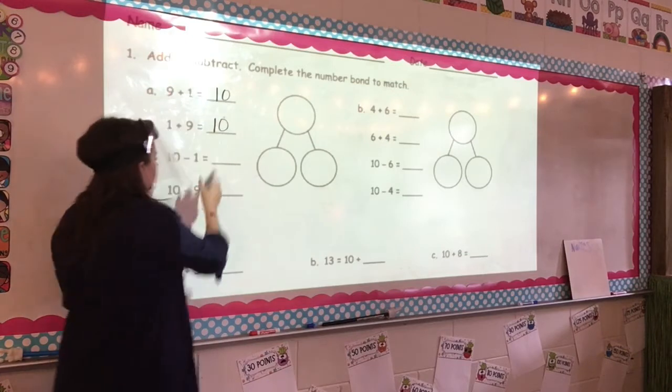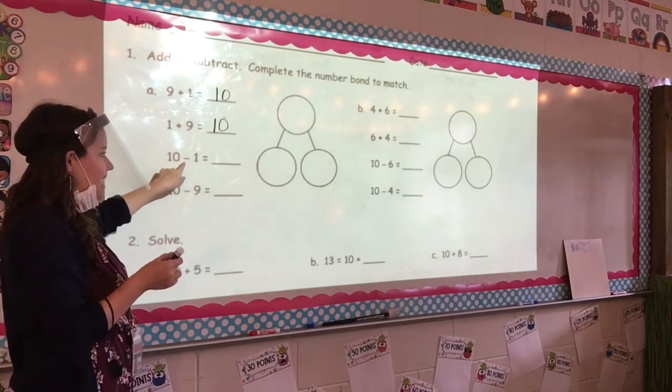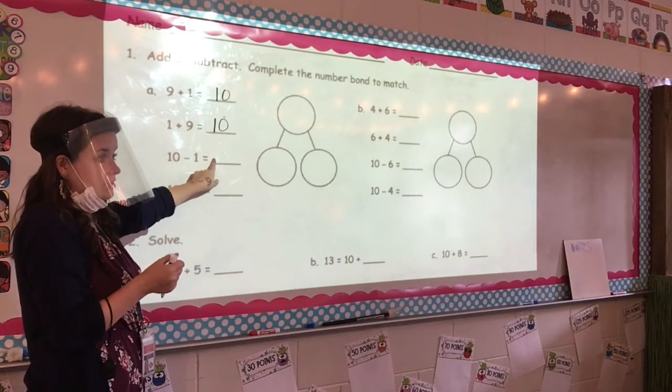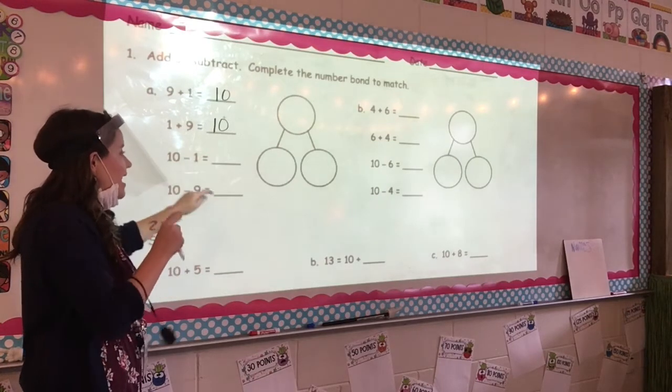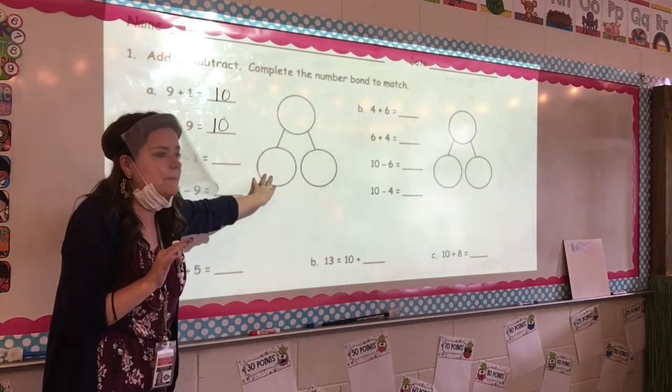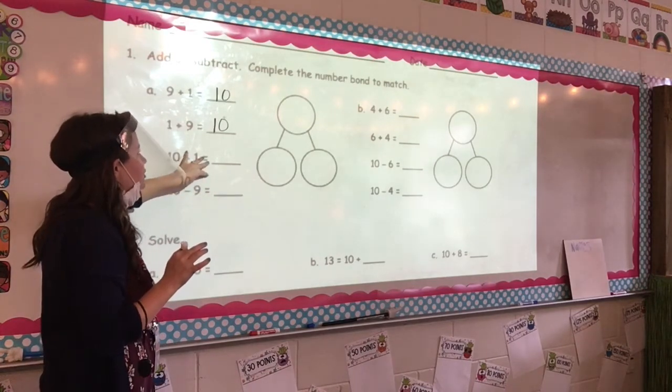But look at this one now. Now it's asking me 10 minus 1. Is my answer going to change? No, it's 9. It's going to change this time from 10. So now I've got 10 minus 1. Let's go ahead and fill out this number bond. That might help us with our subtraction.